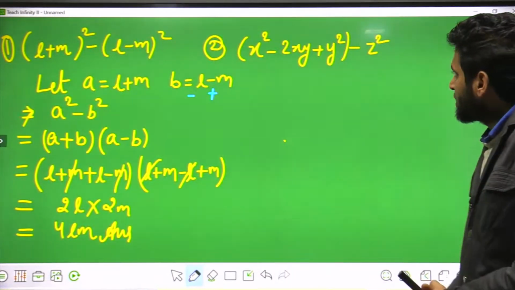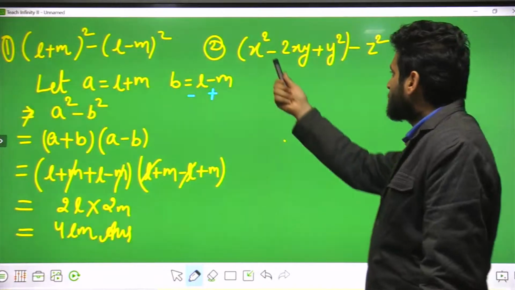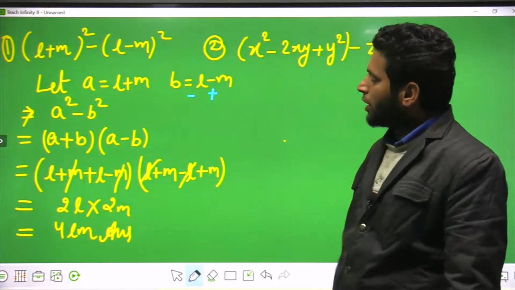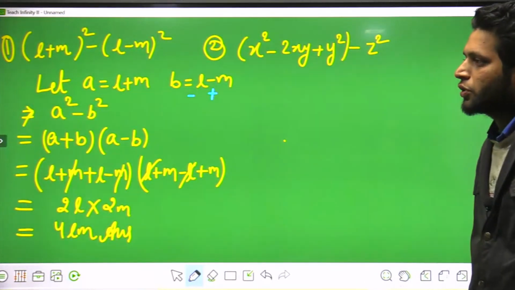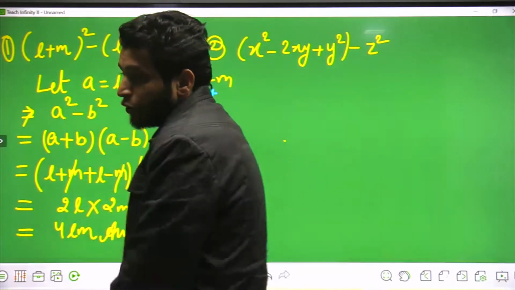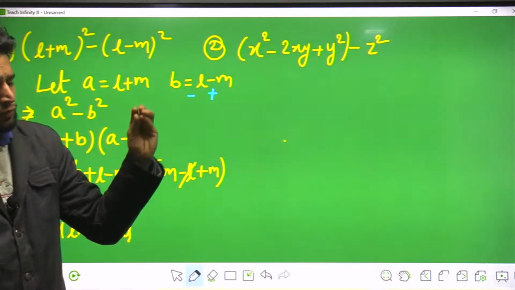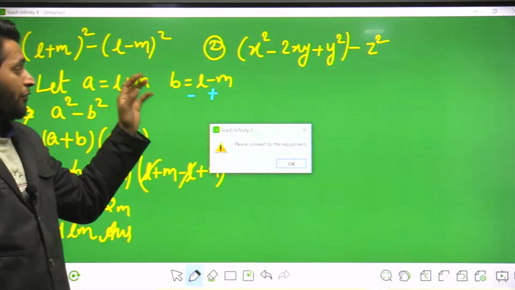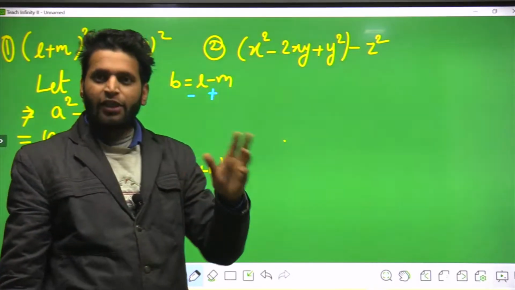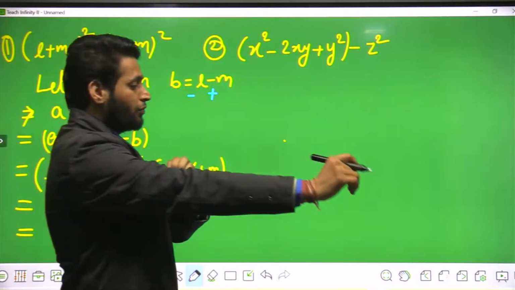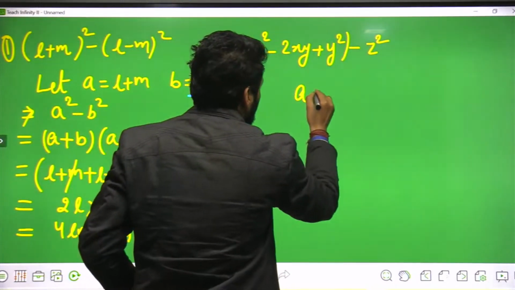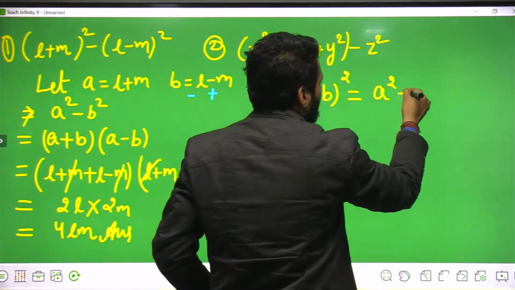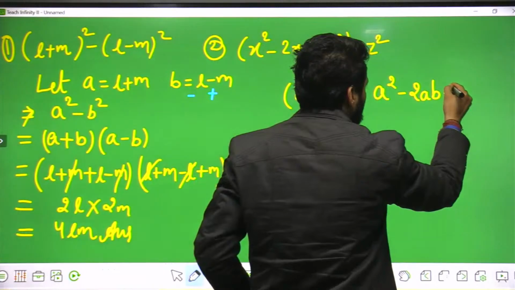Just like that, you can see the next question: A square minus 2AB plus Y square minus Z square. That is the question. So first of all, let us assume which identity we can apply. You have 4 algebraic identities, so first just think and compare these values with the results of the identities. When we compare, we can see the result of the identity: A minus B whole square is equal to A square minus 2AB plus B square.